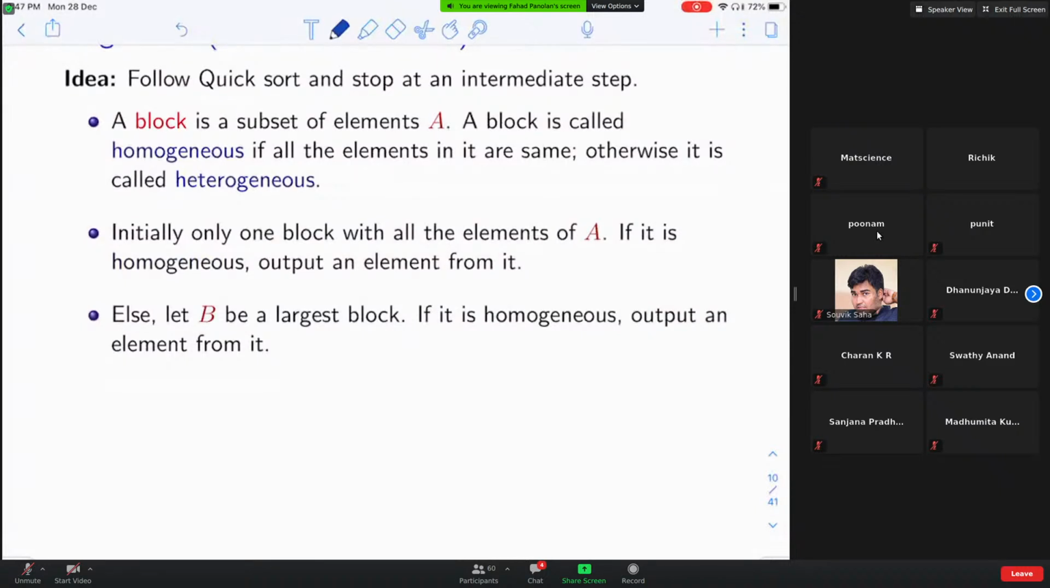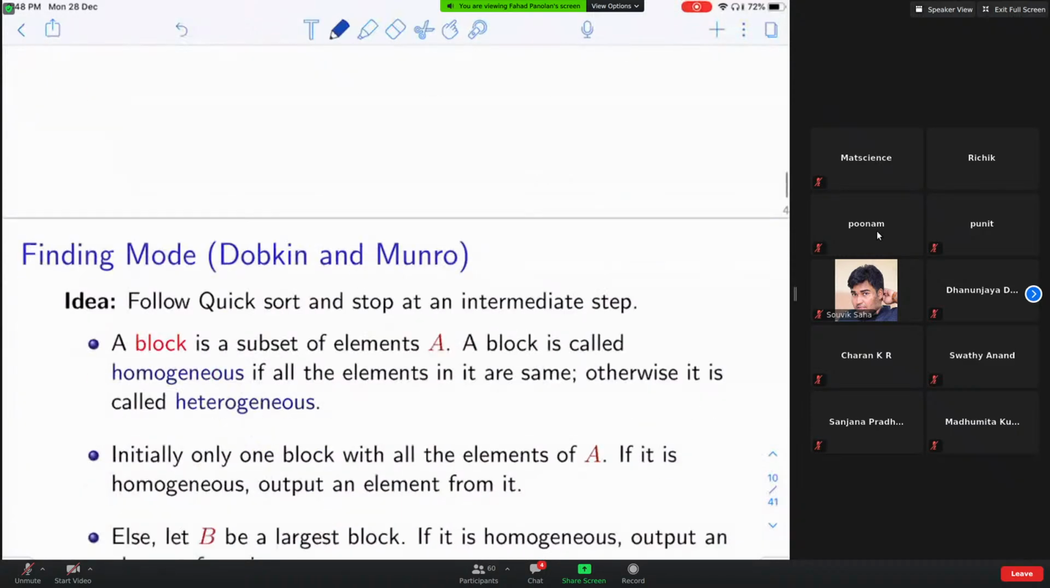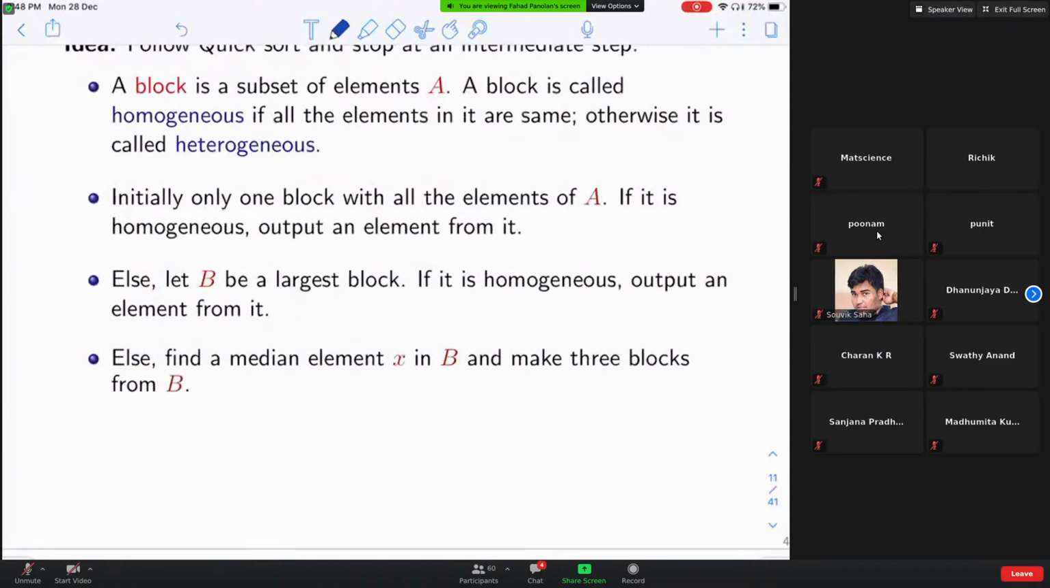in intermediate steps you will have many blocks. Among all the blocks you pick the largest block, and you check whether it is a homogeneous block. If yes, then you output the only element in that block. Otherwise, you do the idea of the quicksort step.